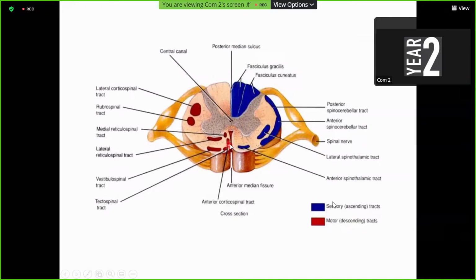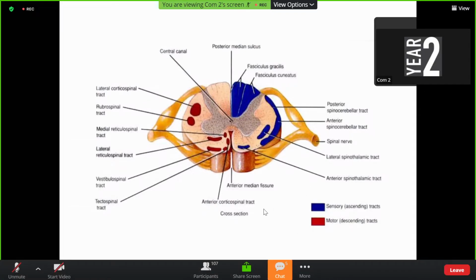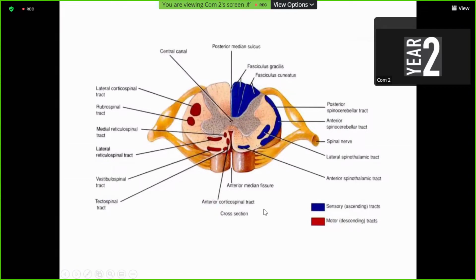One is in the anterior white column, which is called anterior corticospinal, and the other one, the bigger one, is the lateral corticospinal, which is in the lateral white column. Both anterior and lateral corticospinal tracts form an elevation in the medulla which looks like a triangle, a pyramid. That's why they are also called pyramidal tracts. So corticospinal tract or pyramidal tract means the same because they form the pyramids in the medulla.